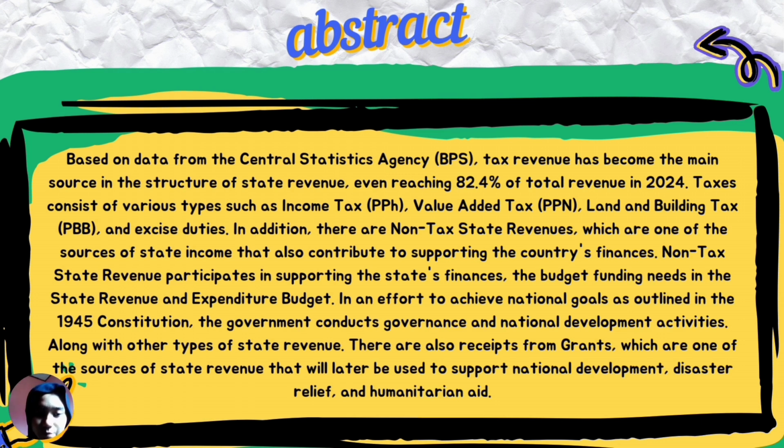Non-tax state revenue participates in supporting the state finance, the budget, and funding needs in the state revenue and expenditure budget in an effort to achieve national goals as outlined in the 1945 Constitution. The government conducts governance and national development activity along with other types of state revenue. There are also receipts from grants, which are one of the sources of state revenue that will later be used to support national development, disaster relief, and humanitarian aid.